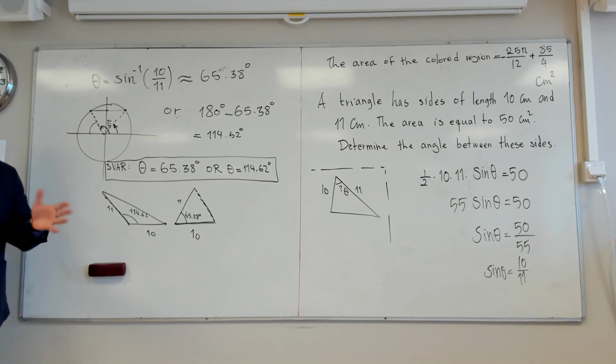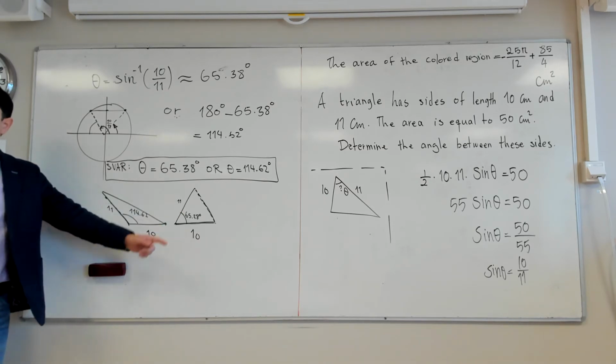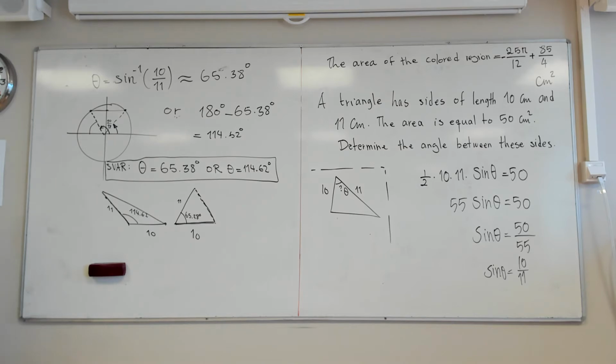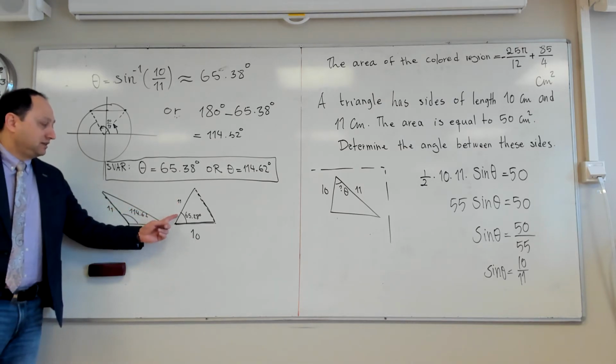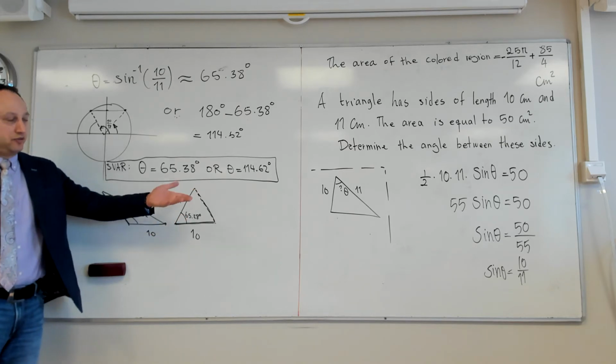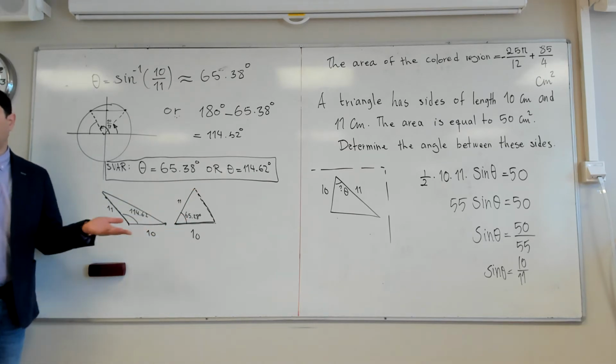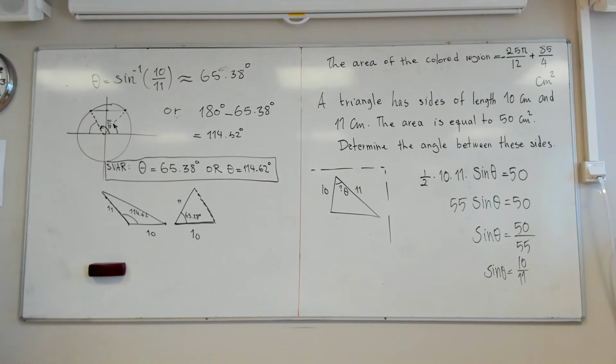Can you convince me immediately why the area of these two triangles should be the same? Of course, you might say that, okay, I calculate 10 by 11 divided by 2 times sine, it becomes 50. I calculate the same thing here, it becomes 50. Yes, that's one answer. But let us understand it based on a geometrical picture.